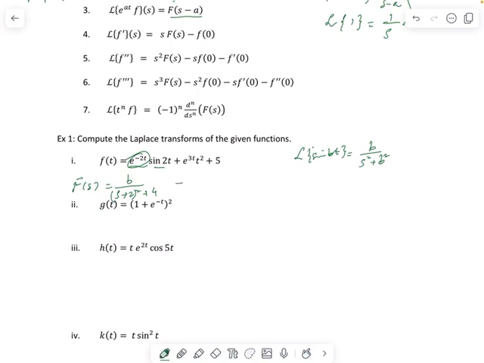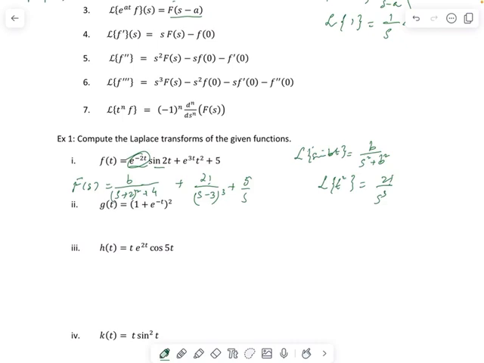and then plus the Laplace transform of e to the 3t times t squared. Now if you recall again, the Laplace transform of t squared is 2 factorial divided by s cubed. So when we multiply it by e to the 3t, formula 3 tells us that it is nothing but the Laplace transform of t squared shifted 3 units to the right. So we can write it as 2 factorial over s minus 3 whole cubed. And then plus 5, you know the Laplace transform is 5 over s. So that is our answer.